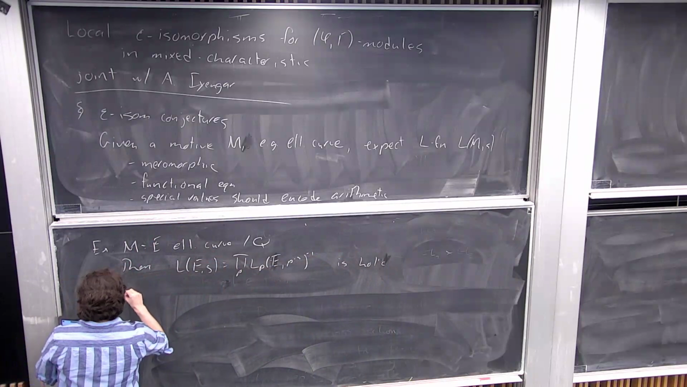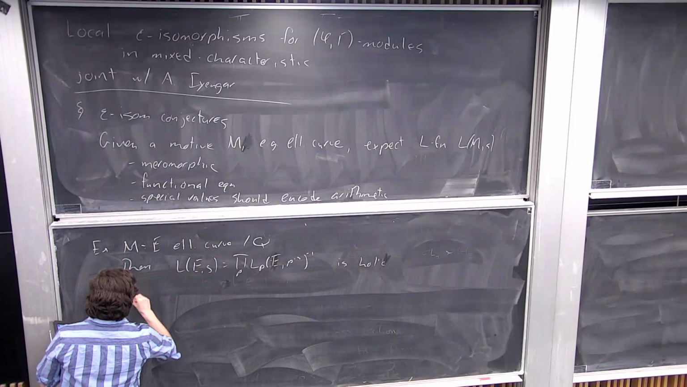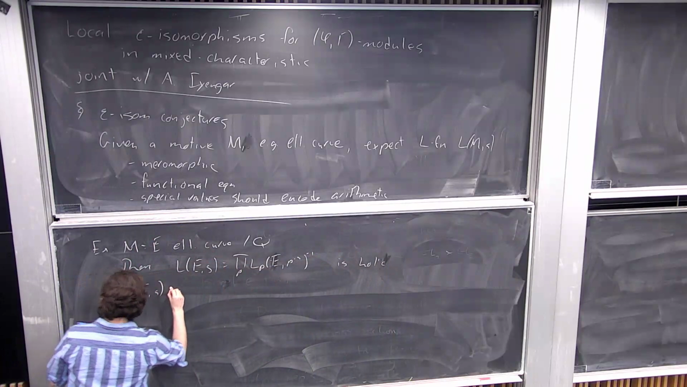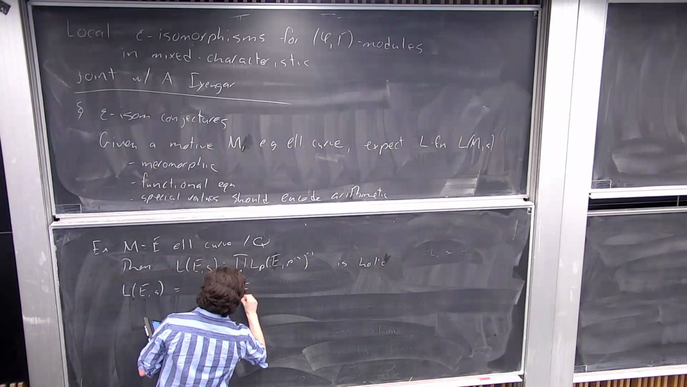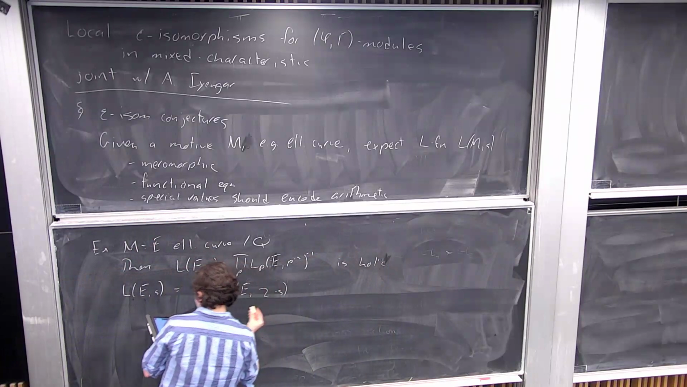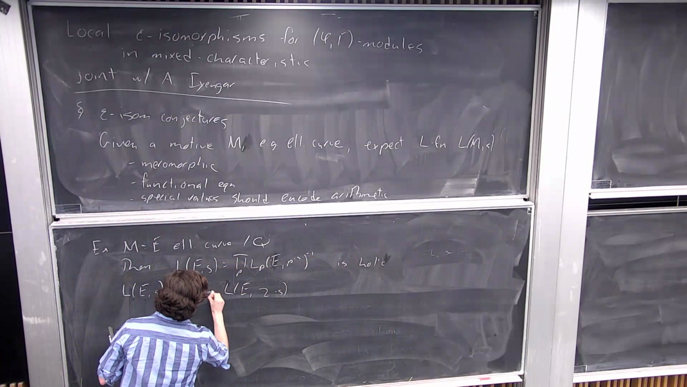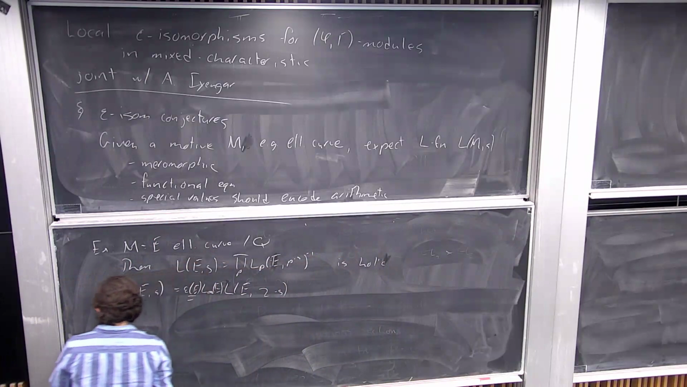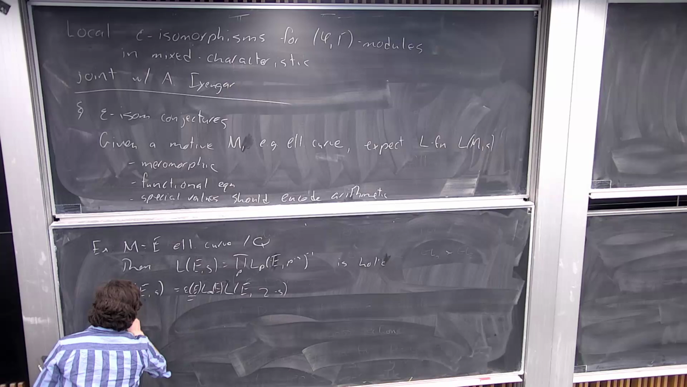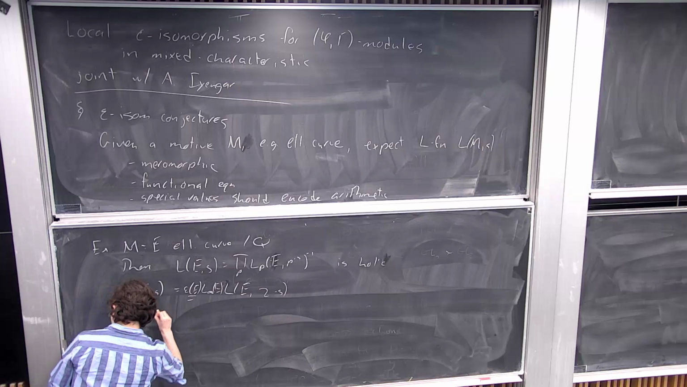But the functional equation has the form, well, the L function at s should be related to the L function at 2 minus s, depending on how you've set up the normalization. And you have to throw in some gamma factors at infinity, and you have, crucially, an epsilon factor here. BSD conjecture.